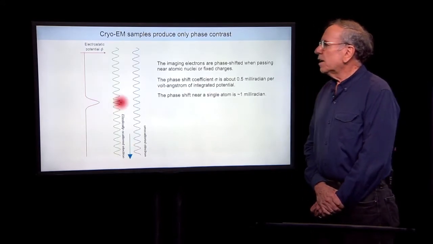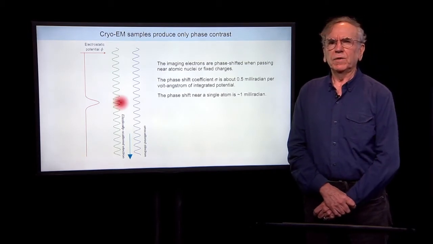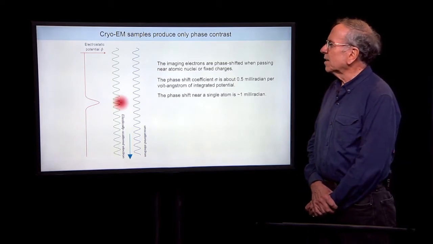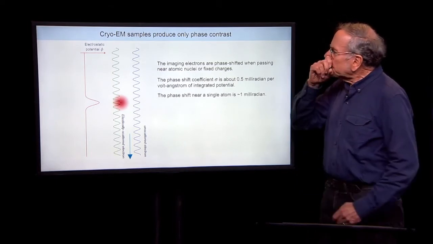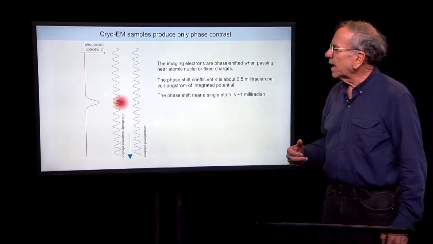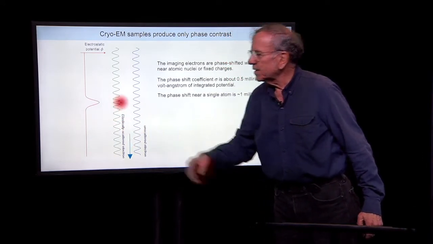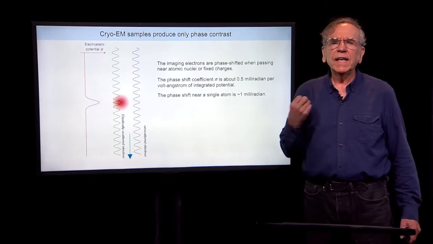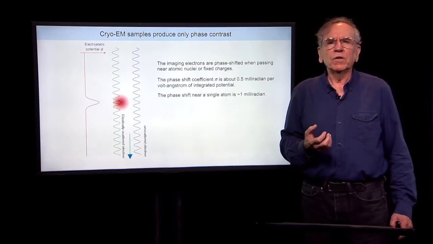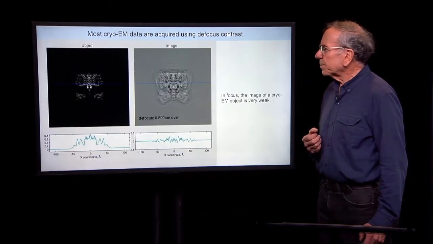So the low contrast comes from the fact that we only have phase contrast from the relatively low atomic number atoms in biological samples. So what happens is an incident electron that passes near the nucleus of an atom experiences a positive potential, and that positive potential causes a very small phase shift in the electron wave. And it is this phase shift that we're going to use to get contrast in our images.